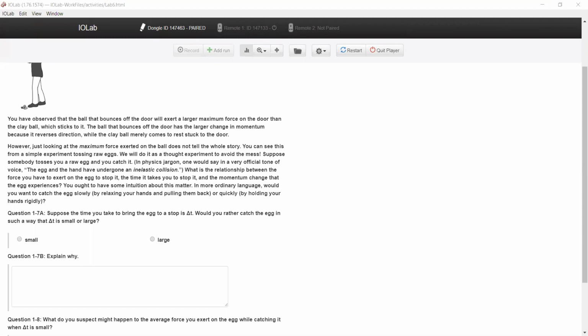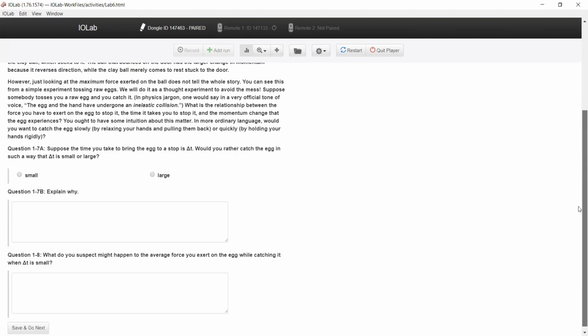If we use a smaller time interval while catching the egg, a higher average force will be exerted on the egg, and that will break it. So it's better to use the larger time. That's why we pull our hand back, to extend the time of the momentum change, so that a smaller average force will be applied.